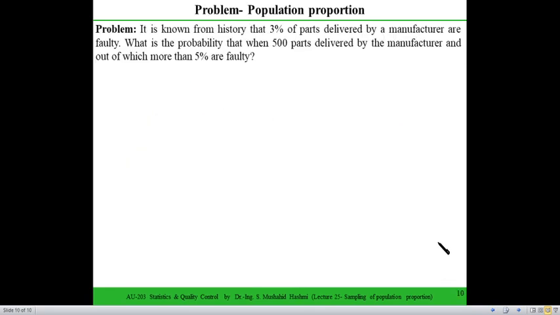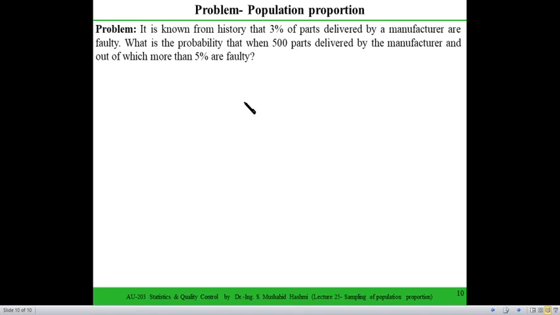So let's see from this problem how we can calculate. It is known from history that 3% of the parts delivered by a manufacturer are faulty. So this is something we know from history, that out of 100, 3 parts are faulty. This manufacturer has supplied us 500 parts, and we are interested in calculating the probability that more than 5% of the parts are faulty.